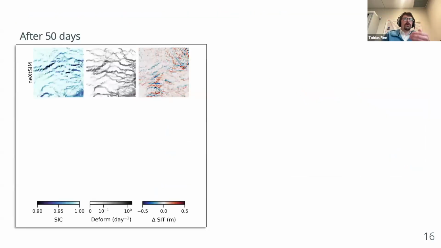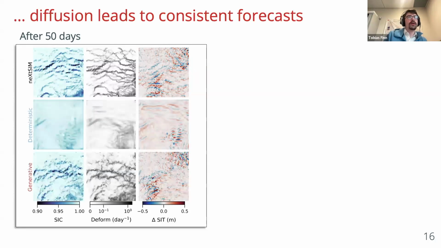So if we now look once again at what happens after 50 days, then we can clearly see the diffusion model, the generative model, leads to really realistic settings. Meaning we can once again, as in our true geophysical simulation, track single features and match these features to changes in the sea ice thickness. Which basically suggests that the model has really learned some sort of equivalent of the physics.